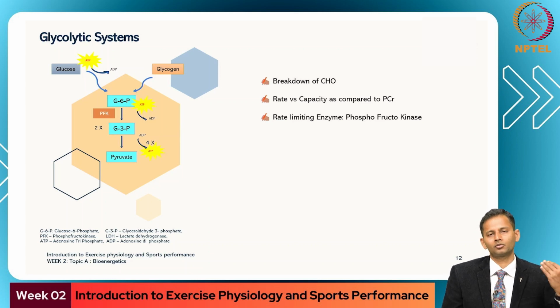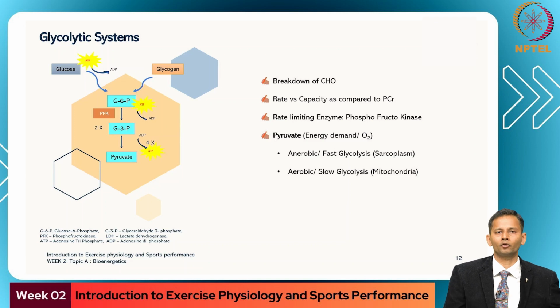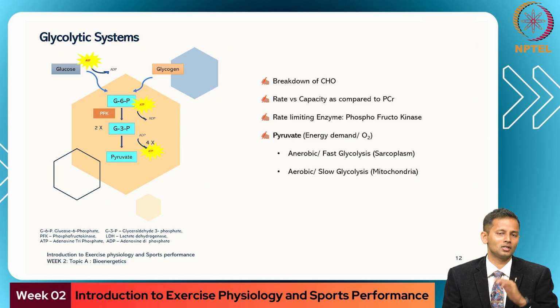So again, through a series of chemical intermediary compounds, which I am not depicting here, the final product which is formed is pyruvate. This pyruvate is already in the cytoplasm, where the reaction is happening. The pyruvate either can remain in the cytoplasm and enter an anaerobic route, or if oxygen is available and the demand is not that much, it can enter the mitochondria for the aerobic pathway.